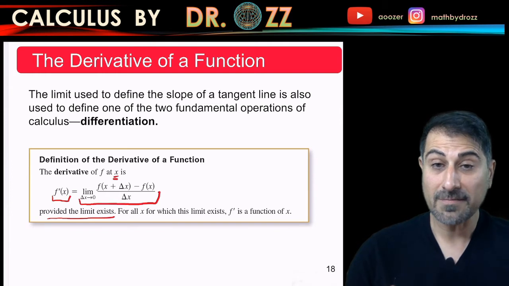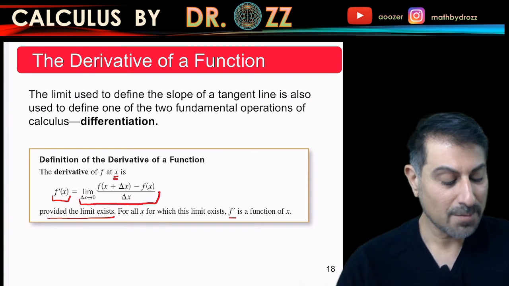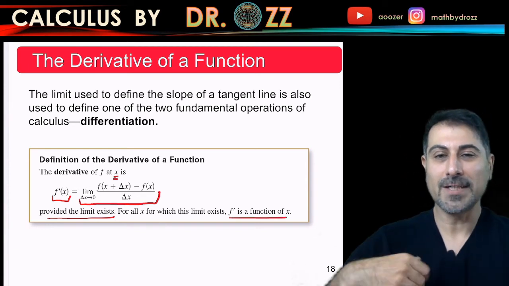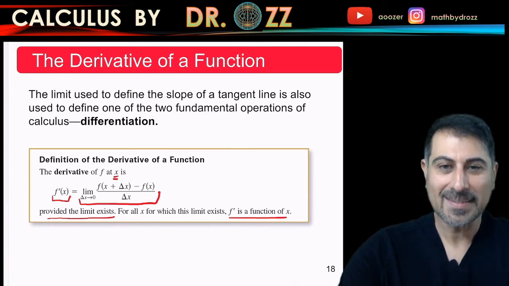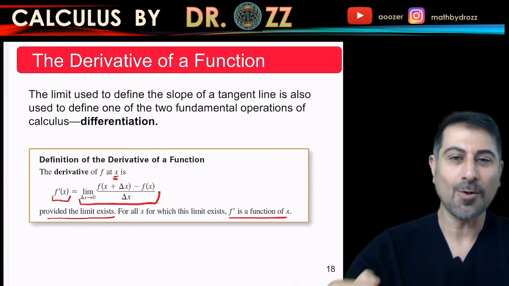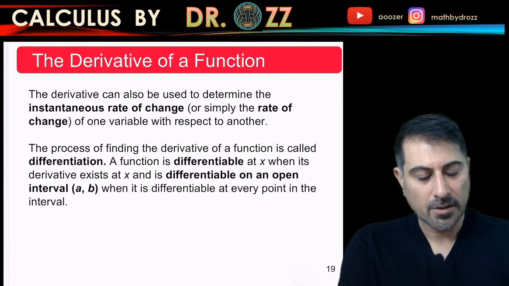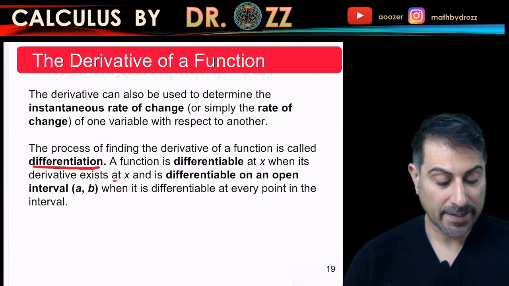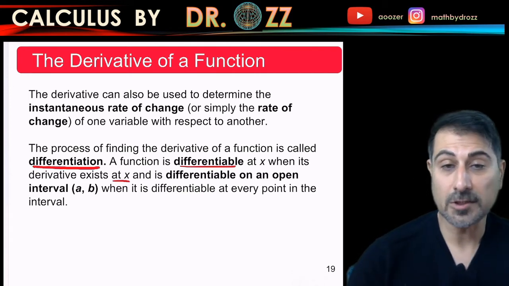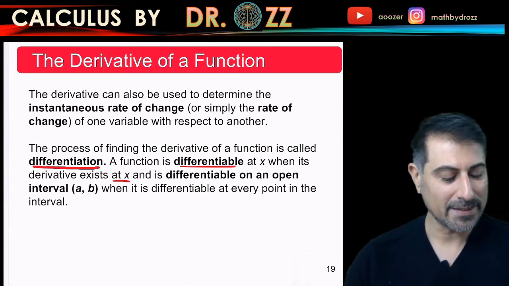Okay, so if this limit in fact exists for every point x, then f prime is going to be a function of x. So the derivative, if it's defined by this limit for all x, is going to be a brand new function, and that's going to be called the derivative of f. And the process of finding the derivative of a function is called differentiation. Okay, and we say a function is differentiable at x when its derivative exists at x. And we can say f is differentiable on an open interval (a, b). That means that f is differentiable at every point in the interval.